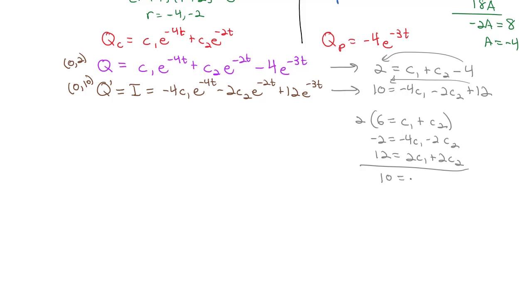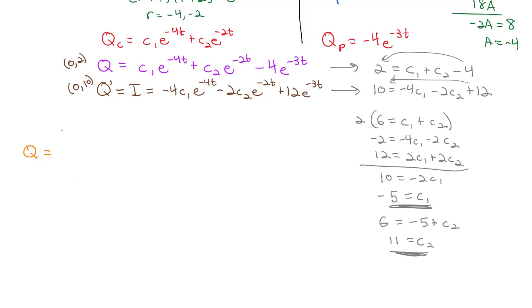Adding those together gives us 10 equals negative 2C1. Dividing by negative 2, C1 is equal to negative 5. That first equation was 6 equals C1 plus C2. So adding 5 to both sides, C2 is equal to 11. So now that we have our C1 and C2, we can plug them into our Q equation to find the formula for the charge at any given moment in time on this LRC circuit.